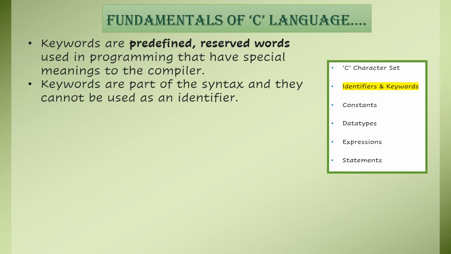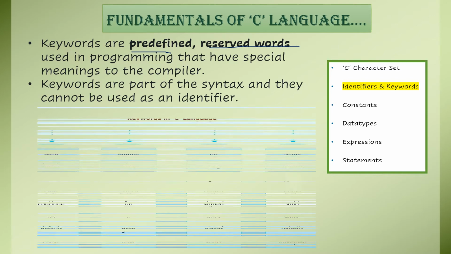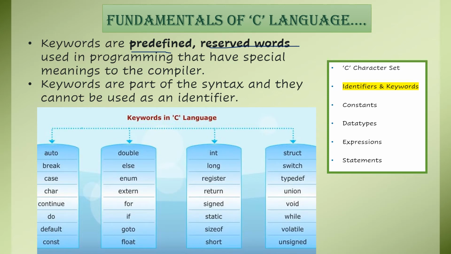Now keywords. Keywords are predefined reserved words used in programming that have special meaning to the compiler. Keywords are part of the syntax and they cannot be used as an identifier. And here are some examples of keywords like auto, break, case, char, continue, if, static, void, switch. These all are keywords, and there are 32 keywords in C language and we cannot use these keywords as a variable name.